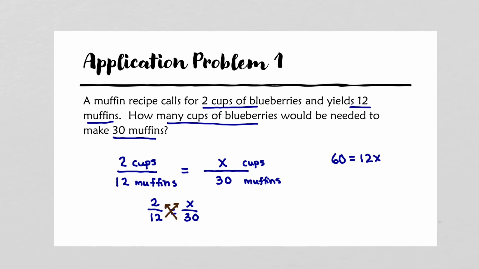That's a very simple algebraic equation, and we know how to solve that, don't we? We divide both sides of our equation by 12 in order to get x alone. So that tells me that x is simply 60 divided by 12, or in other words, 5. That means that 5 cups of blueberries is what is needed in order to make 30 muffins. That's it. Let's take a look at our second application problem.